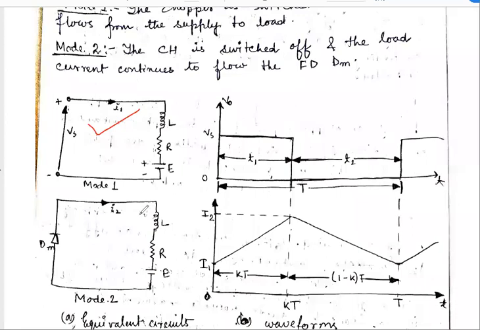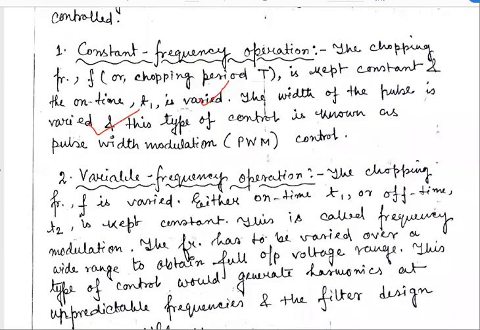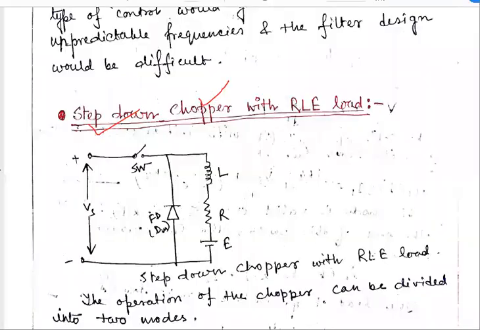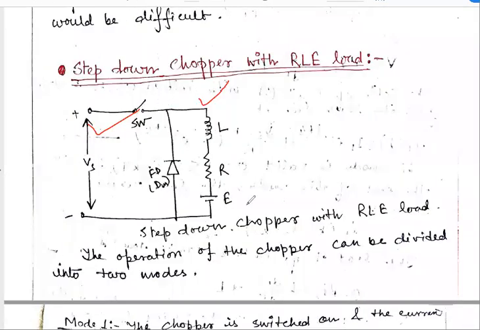So from here we get that during time T on, the on time, the output voltage is the same as the supply voltage, and during the off time, the output voltage becomes zero because the switch is open. When the switch is open, there is no voltage drop. Am I clear? Clear.